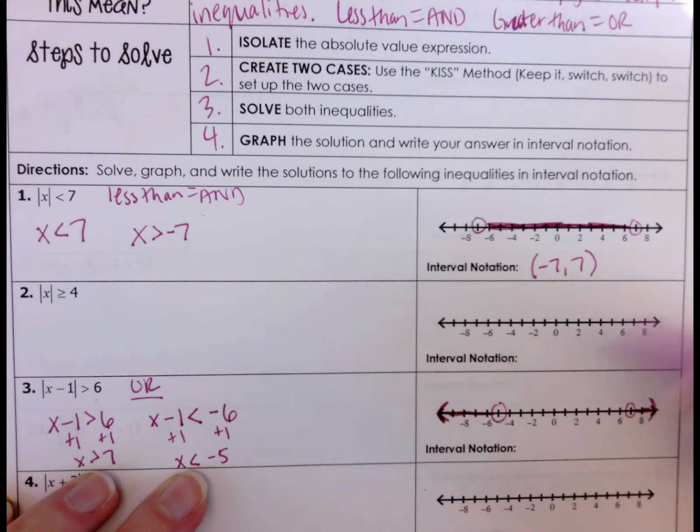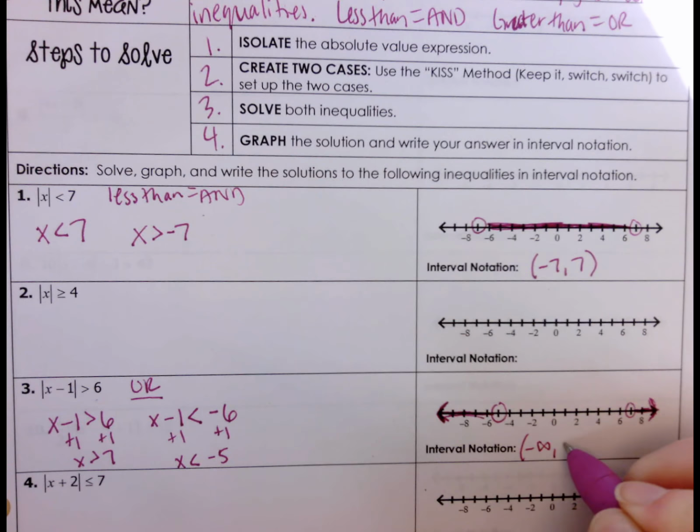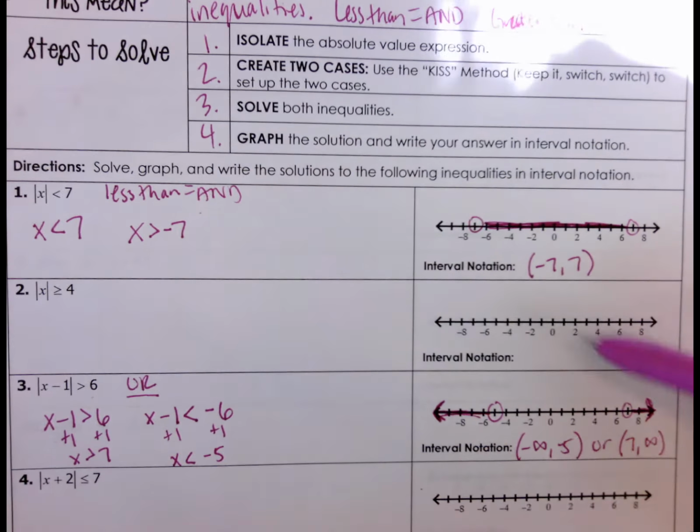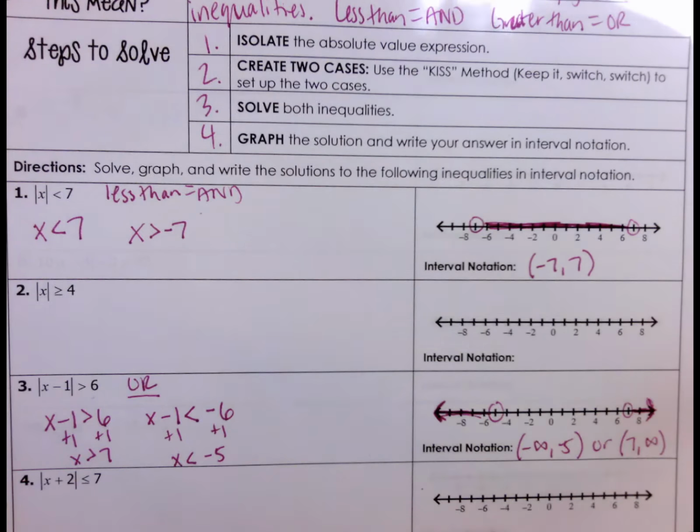All right, and so now we're going to do our interval notation. From -infinity to -5, close that, or from 7 to infinity. Okay, notice I have parentheses on all of those because these are open circles and infinities. Okay, all right, so that's a couple of examples of these.